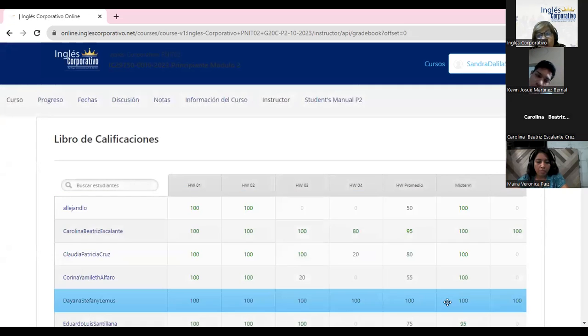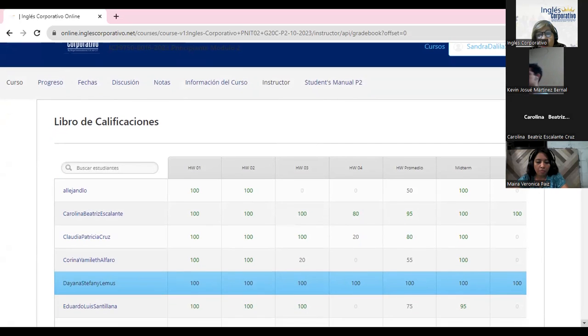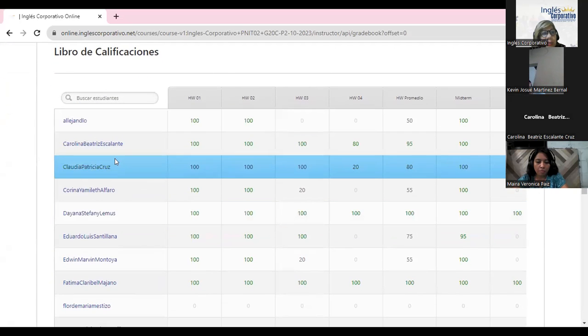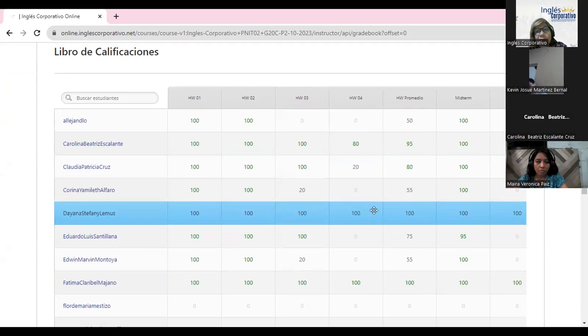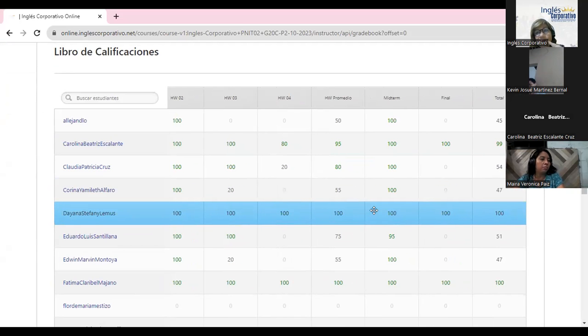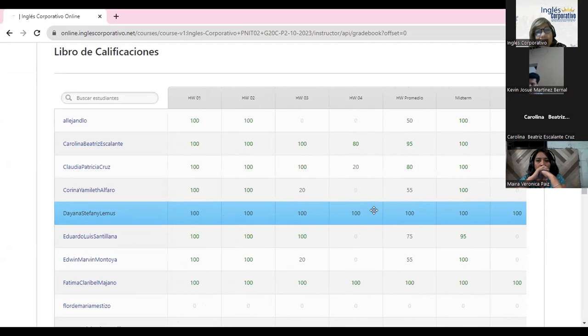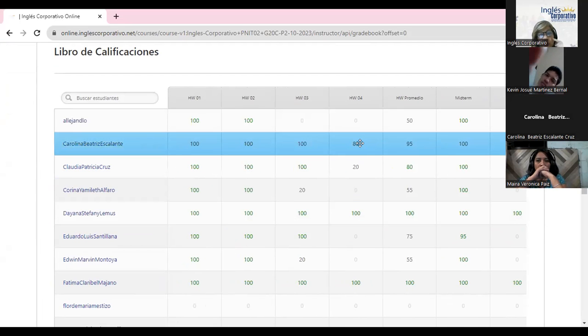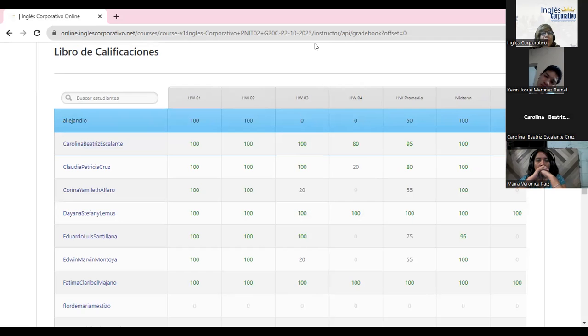Carolina, usted tiene... todo lo ha hecho ya, tiene 99. Si quiere tener 100 en la tarea 4, tiene solo el 80%. La tarea 4 puede llegar al 100% para que tenga 100. Ah, ok. Gracias.